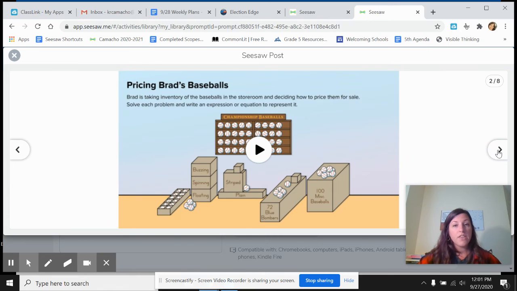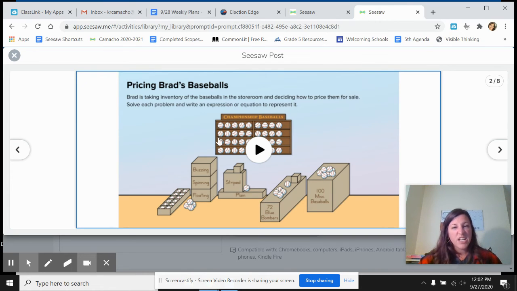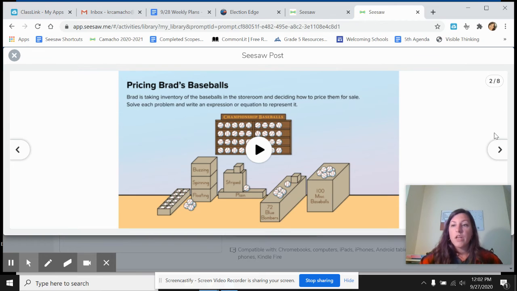The other activity that you are doing today is those story problems I told you about. So Brad is taking an inventory, or he's adding up how many baseballs he has so he can decide how much he's going to sell them for. You're going to solve one of the page's problems and write an expression or equation to represent those problems. Here's what I mean by that.